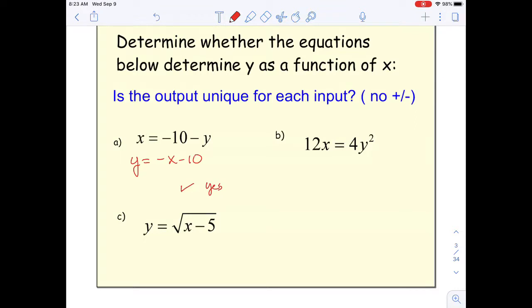For this one, if we try to solve for y, y squared would equal 3x, and y would equal plus or minus the square root of 3x. So now when you plug a number in for x, there are two outputs, a positive and a negative. So this one is not a function. For this one here, when you plug a number in for x, there is only one output. There is no plus or minus, it's just y is the positive square root of x minus 5. So that one is a function.